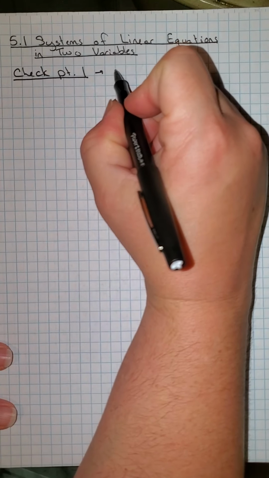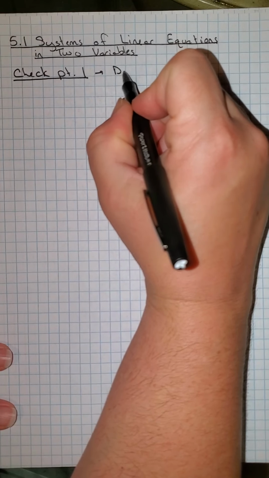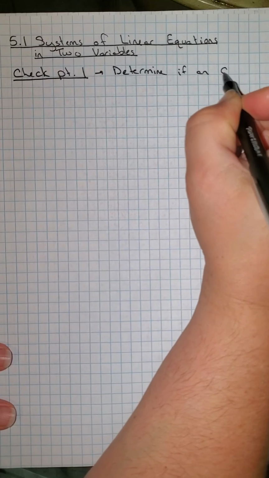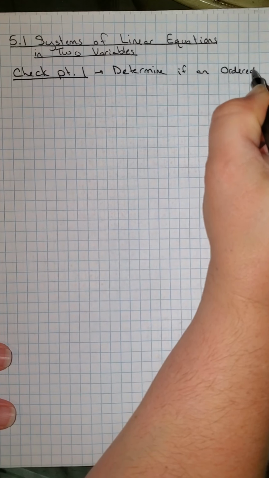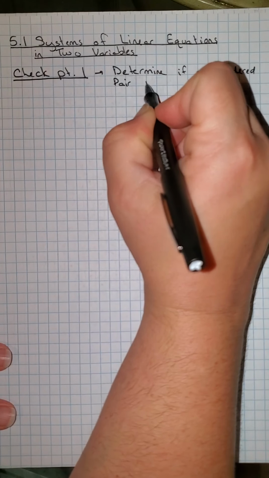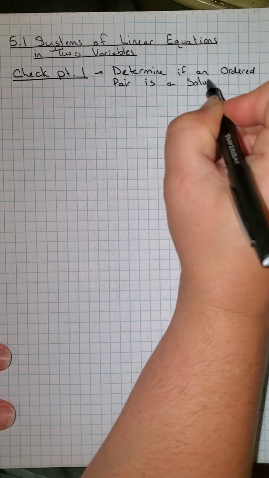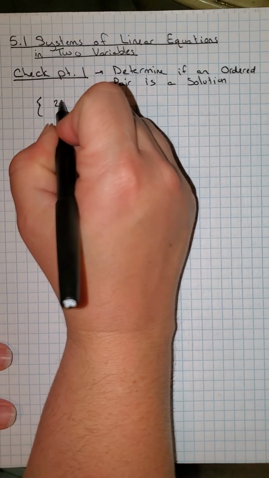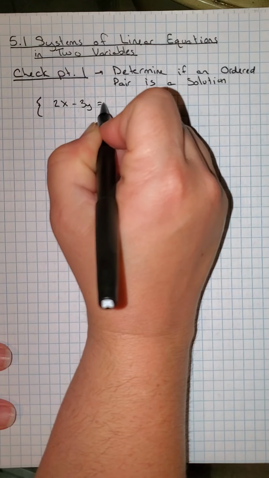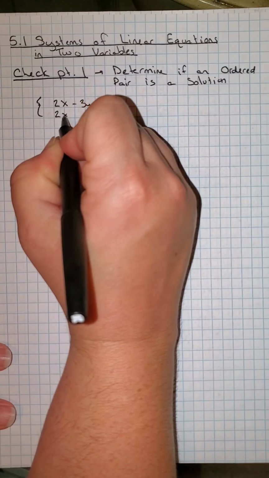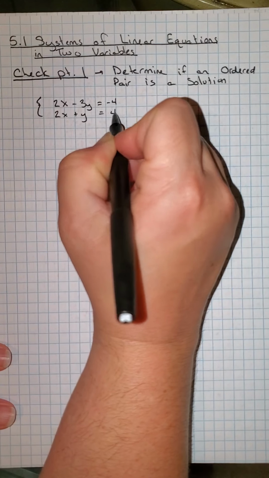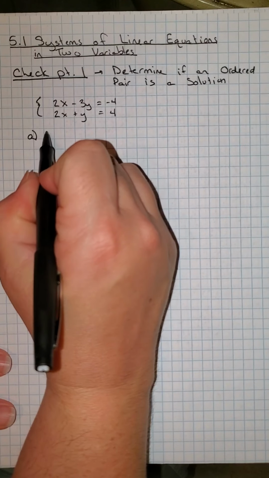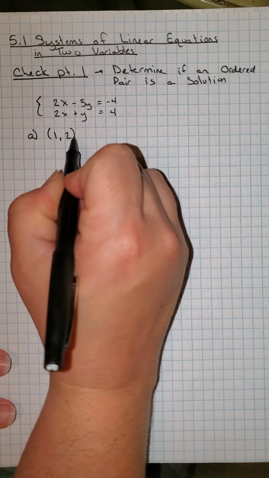Alright, so checkpoint 1, you're basically determining if an ordered pair is the solution. Okay, so for this one, we're given the system of equations 2x minus 3y equals negative 4 and 2x plus y equals 4. And then we have to determine if the ordered pair is a solution. For part A, we're given the ordered pair 1, 2.